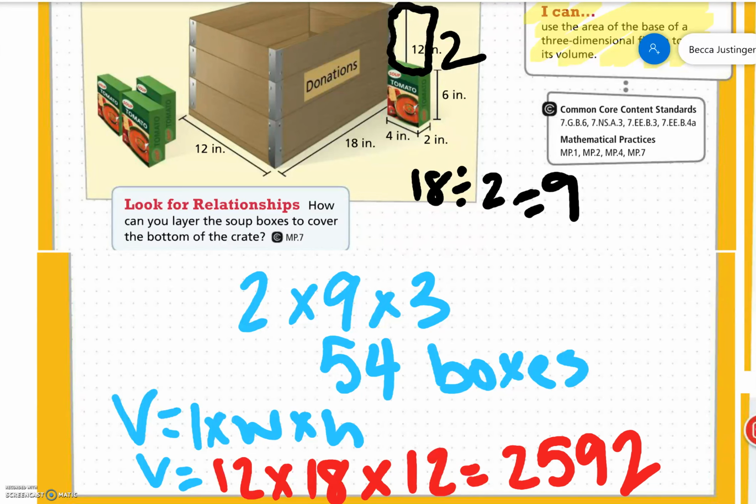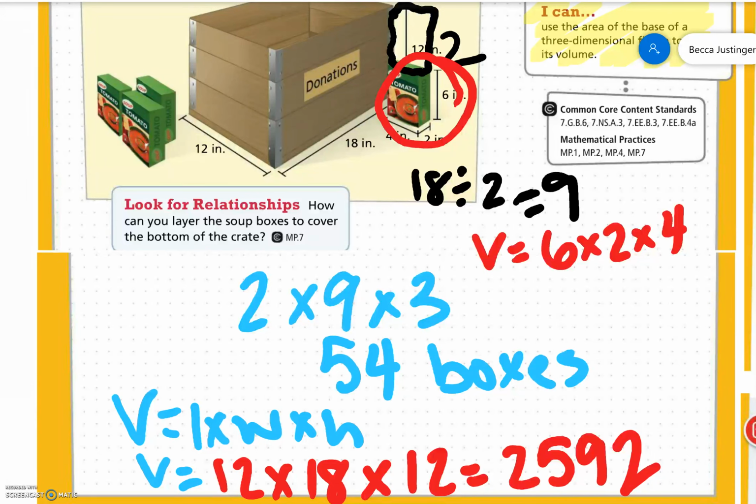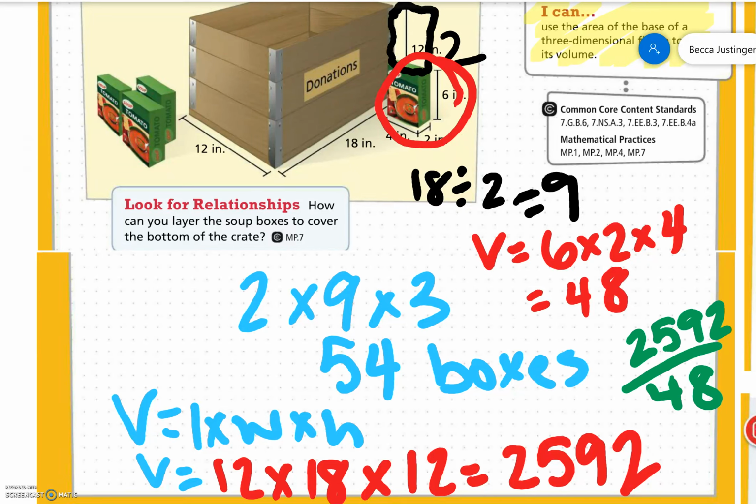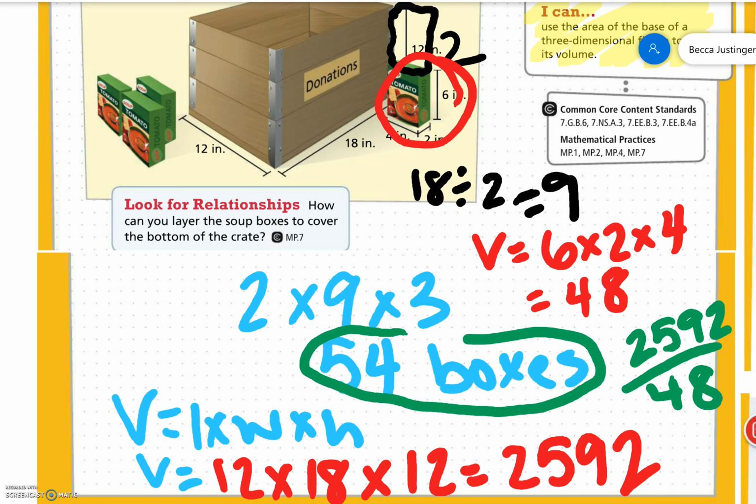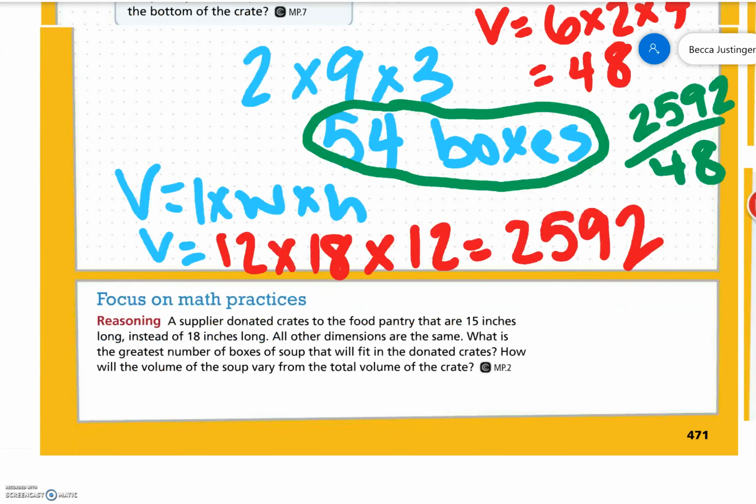2,592. And then we find the volume of one box is 6 times 2 times 4, length times width times height. 6 times 2 times 4 equals 48. And then we divide 2,592 by 48. And we again get 54 boxes. So both ways work. The second way is kind of leading us into today's lesson.